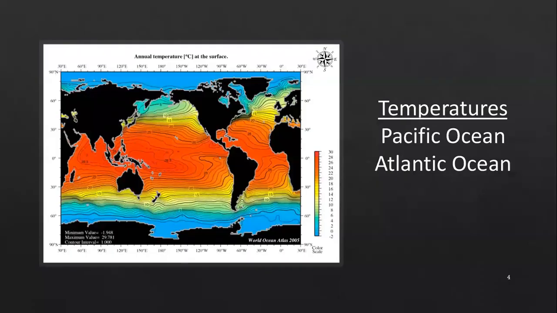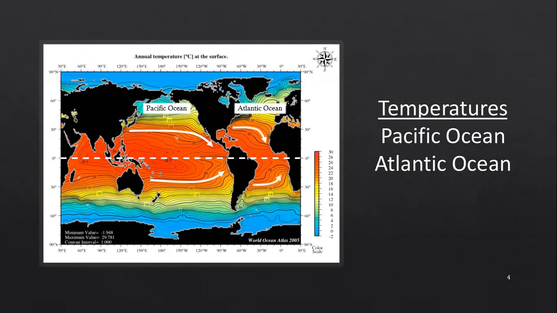Let's examine the isotherms more closely within the Pacific and Atlantic Oceans. Along the equator, we see the highest recorded temperatures. However, in the Pacific, temperatures in the west are higher and decrease towards the east. Likewise, in the Atlantic, temperatures in the west are higher and decrease as we move towards the east.